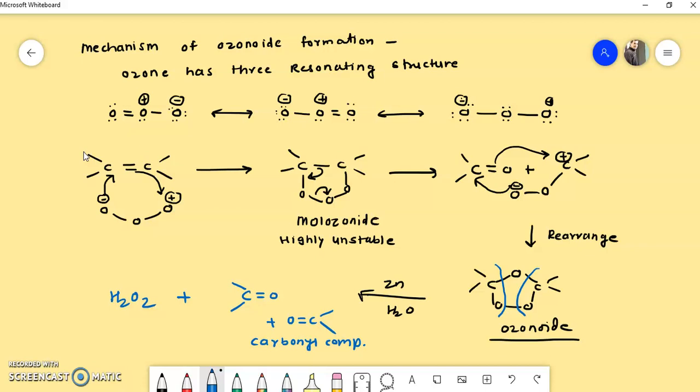I will explain once again. You know, ozone can be represented in three resonating structures like this. This is the first resonating structure, this is second, this is third. So take this third resonating structure and add it to the double bond of the alkene to form this intermediate known as molozonide, which is highly unstable. Therefore it gets decomposed to form these two fragments. These two fragments are also unstable, so they get rearranged to form ozonide, and ozonide finally decomposes in this fashion in the presence of zinc to form the carbonyl compound. So this is the complete ozonolysis reaction.